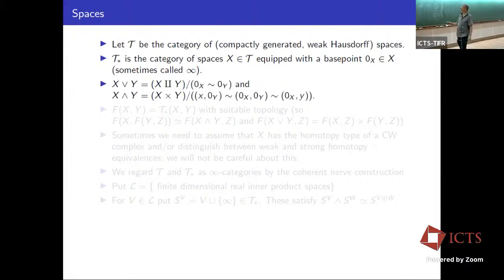We take the wedge product of spaces X and Y. You take a disjoint union of X and Y, but you glue together the base point in X with the base point in Y. So X is like this with a base point here, Y like this with a base point there, and then X wedge Y connects them together at the base point.